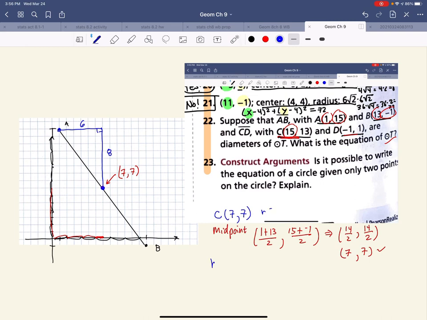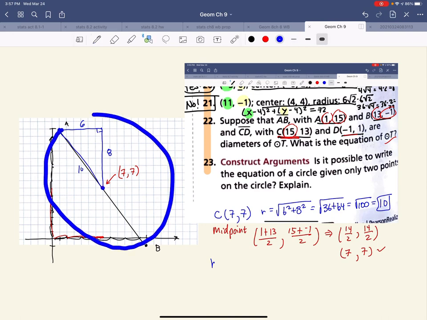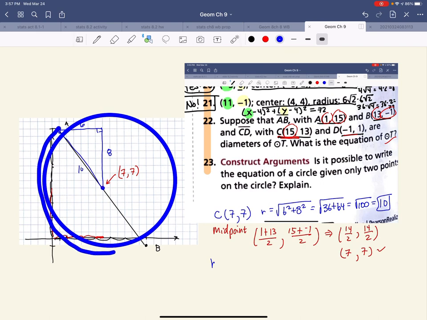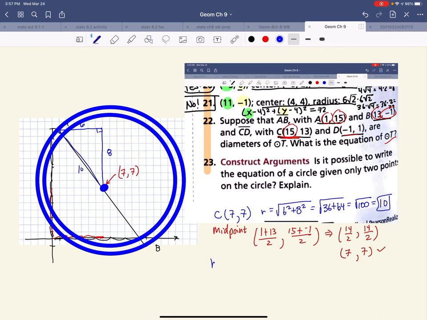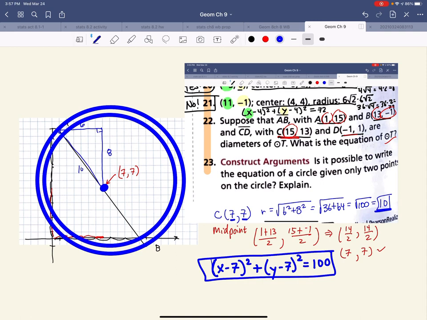Cool. So our radius would be equal to the square root of 6 squared plus 8 squared, which is the square root of 100, or 10. So our radius here is 10. So this must be 10. And so now, you don't have to draw a circle, but we can maybe see a circle here. We can imagine a circle would be here, pretty close to where the center would be, right? And I can make my equation. My center's at 7, 7, so x minus 7 squared, and y minus 7 squared has to equal 10 squared or 100, because my radius is 10.